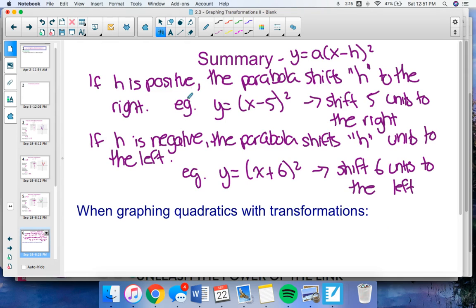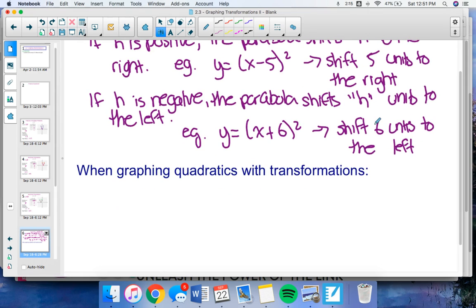So try to not let that confuse you. If your h value is positive, it'll look negative in the equation. If your h value is negative, it'll look positive in the equation. Okay. So just remember, if you see a positive in our form of our quadratic equation, positive is going to be moving to the left h units, negative to the right h units.